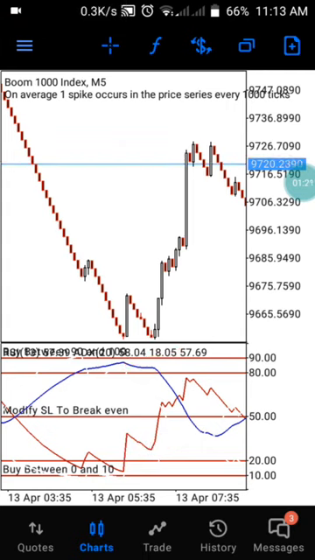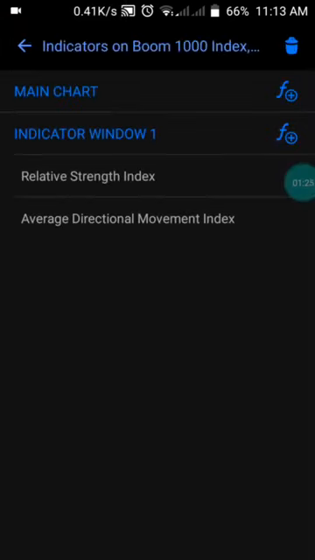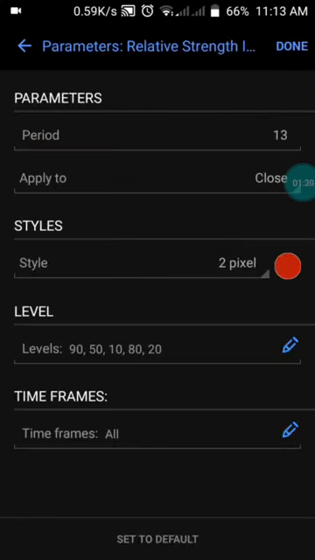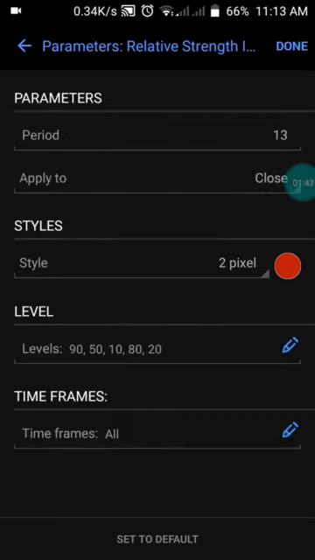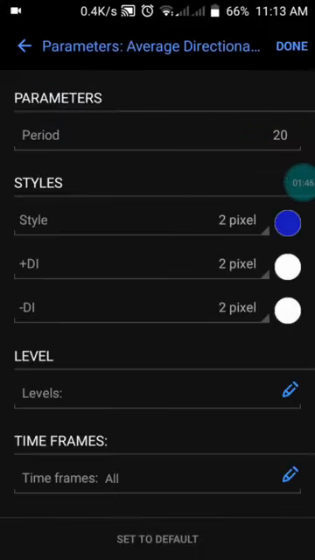So let me show you the settings of the strategy, so that you can also set it up on your phone or your system. We have the RSI, which is our relative strength index. We have the period of 13, apply to close, and the style in red color. I have my levels here, which are 90, 50, 10, 80, 20. You see that? So you can press done, and I'm also having the second one, which is the average directional movement index.